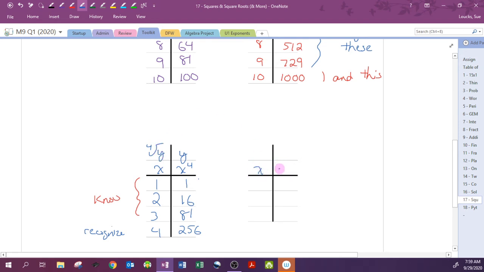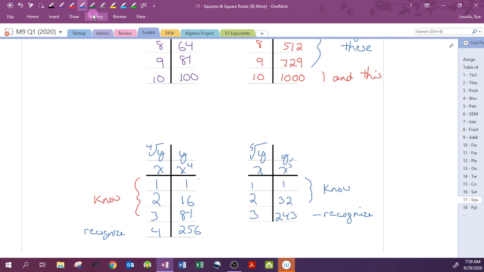And here we have x and x to the fifth, 1, 2, 3, 1, 32, 243. You need to know these ones and recognize this one. And if this is y, this is the fifth root of y. Okay? Anytime I ask you something with something to the fifth power, it grows so fast that it's almost always going to be one of these three. Just to pop that into your memory.